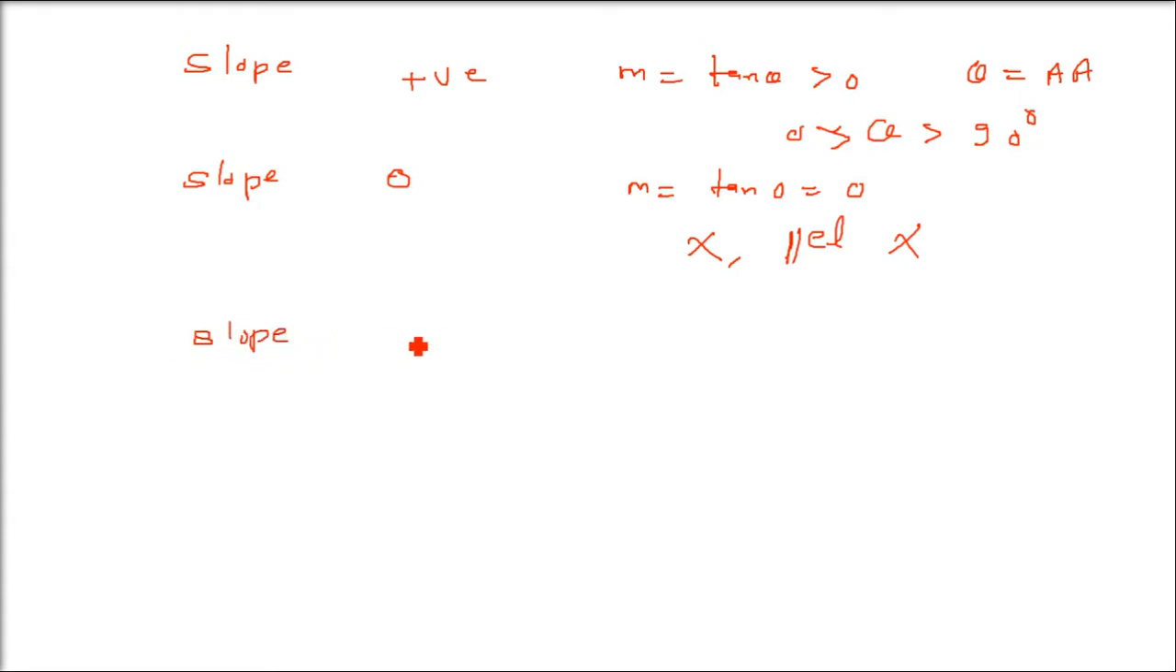It will be parallel to the x-axis. Now if the slope is negative, say m, which is tan theta, should be less than 0. Slope is negative, so m, tan theta, is less than 0. So theta lies between 90 degrees and 180 degrees. That is, theta is now an obtuse angle.